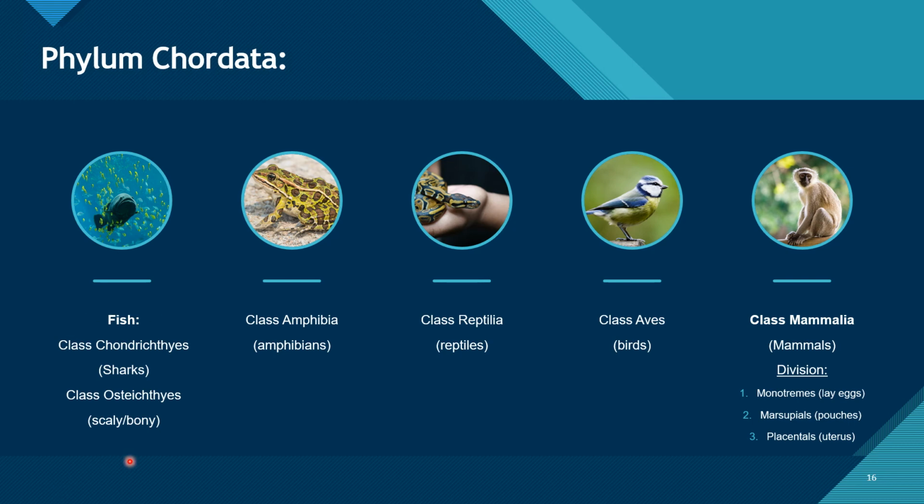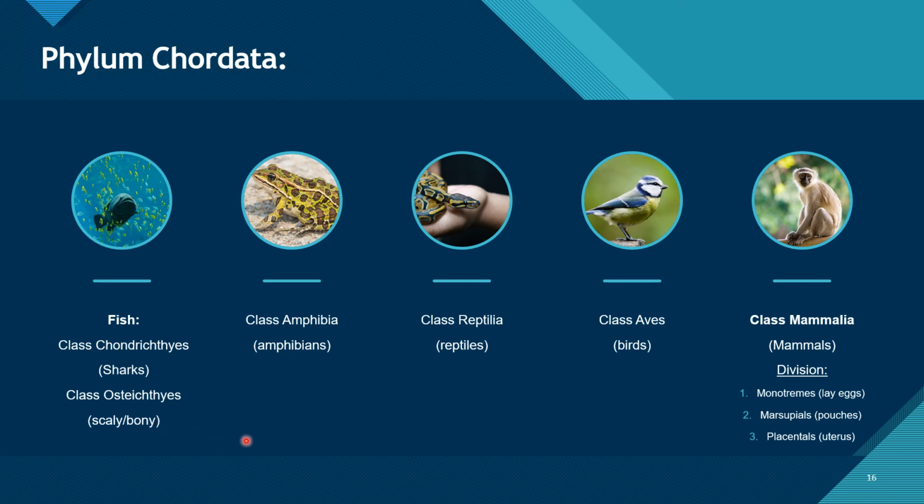So the first one that we have is class Chondrichthyes, which is things like sharks. So they're a little bit more cartilage and blubbery. So if you know how it feels when you touch a shark, it kind of has that outer blubber on the top. And then the other one is class Osteichthyes, and these are more fish that are scaly and bony.